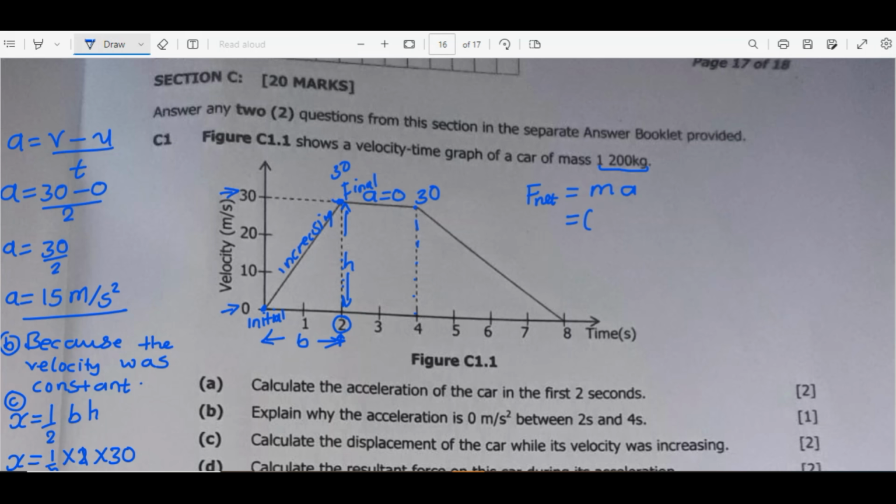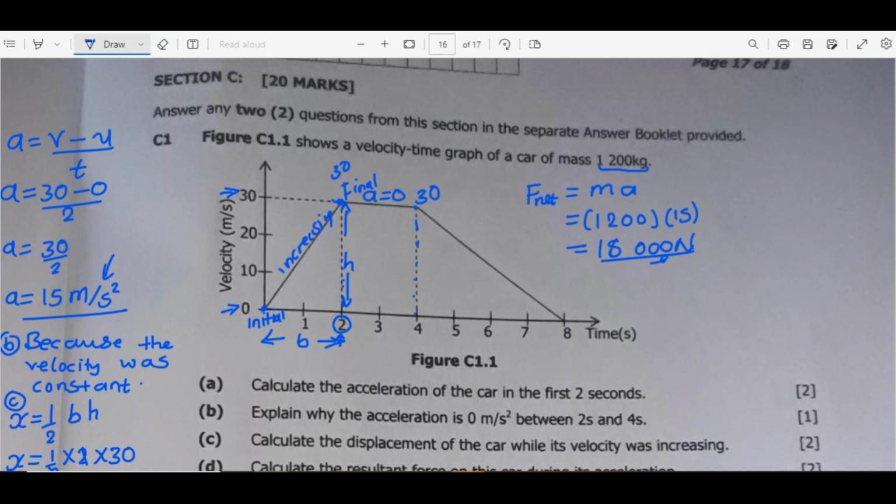So what's our mass? Our mass is 1200 kilograms. Our acceleration in the first 2 seconds we calculated to be 15. 1200 multiplied by 15, I'm getting 18,000 newtons. This means that for the car of mass 1200 kilograms to accelerate at 15 meters per second squared, a force of 18,000 newtons must be applied.